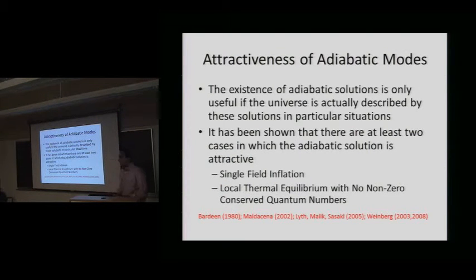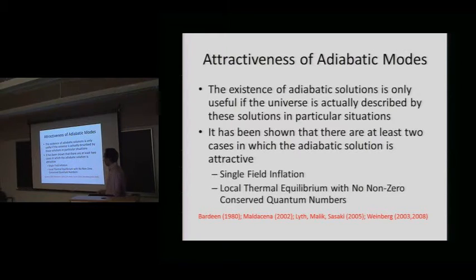Okay. So this is all well and good. So these things exist. Adiabatic solutions exist. In the adiabatic solution, the relevant fluctuations are conserved. But this is only useful if this is the form of the solution in some particular physical situations that govern the early universe. And it turns out that there are at least two cases where the adiabatic solution is attractive.